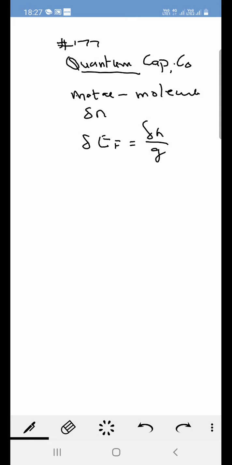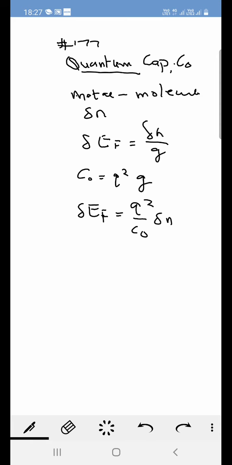So we can write Cu as equal to Q square by G, and ultimately this change in Fermi level is equal to Q square by Cu into delta n. This was explained in my previous lecture, that is lecture number 177.